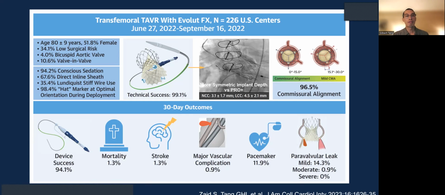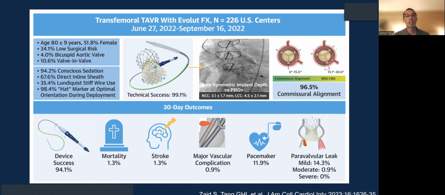So this is the Evolut FX multi-center early human limited market release experience. You can see that here has different groups of patients, such as 4% bicuspid and 11% valve-in-valve. A third of them are low surgical risk, and you can see most of them were done under conscious sedation. 2/3 of them are done with inline sheath, and almost all of them have optimal marker deployment.